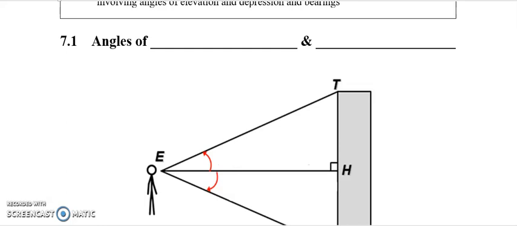Hi everyone, worksheet 12 is on chapter 7 of textbook 3. It's applications of trigonometry. There are basically three different applications: angles of elevation and depression, bearings, and lastly, three-dimensional problems. For 7.1, angles of elevation and depression.